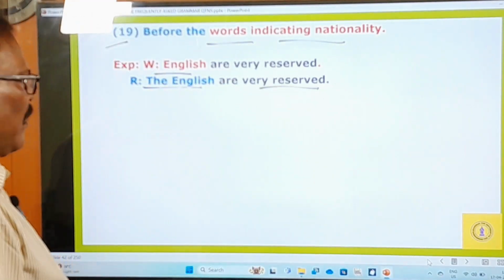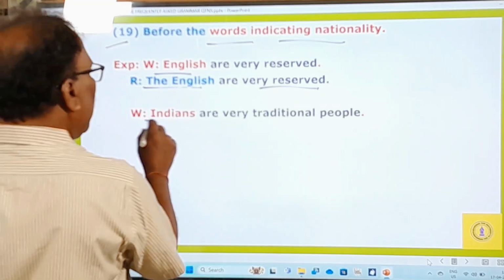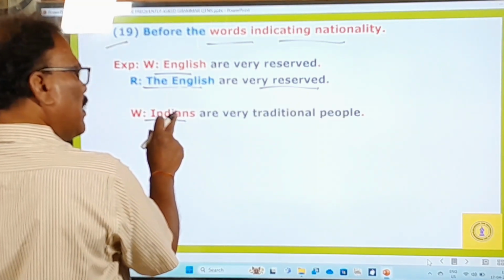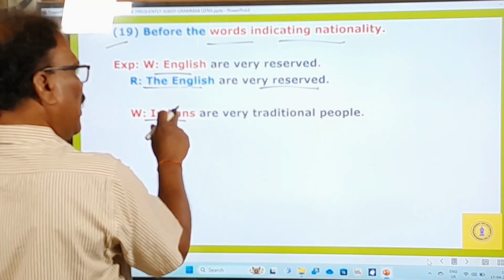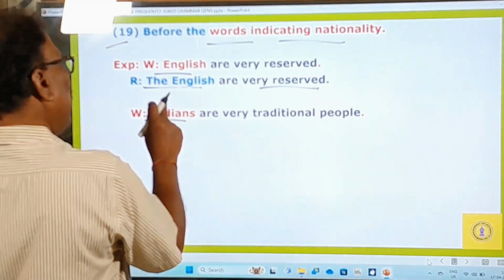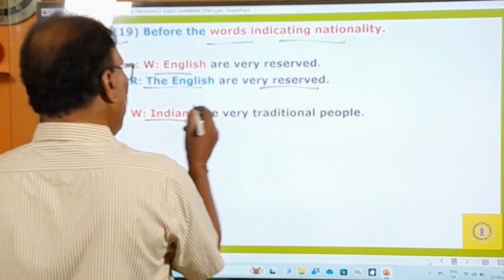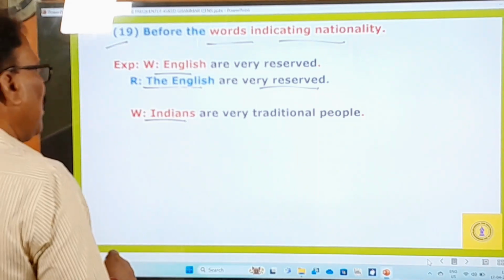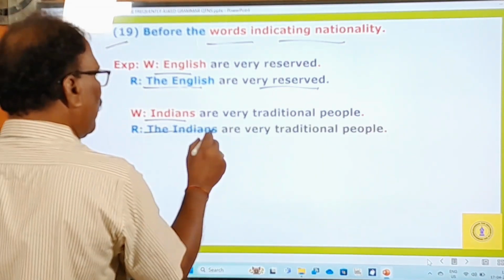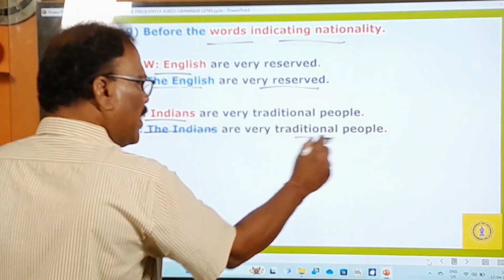Right. And here, Indian is the nationality. India is a country. Indian is a nationality. Okay. The Indians are very traditional people. So it is a nationality. Before that, we have to use the definite article. The Indians are very traditional people.